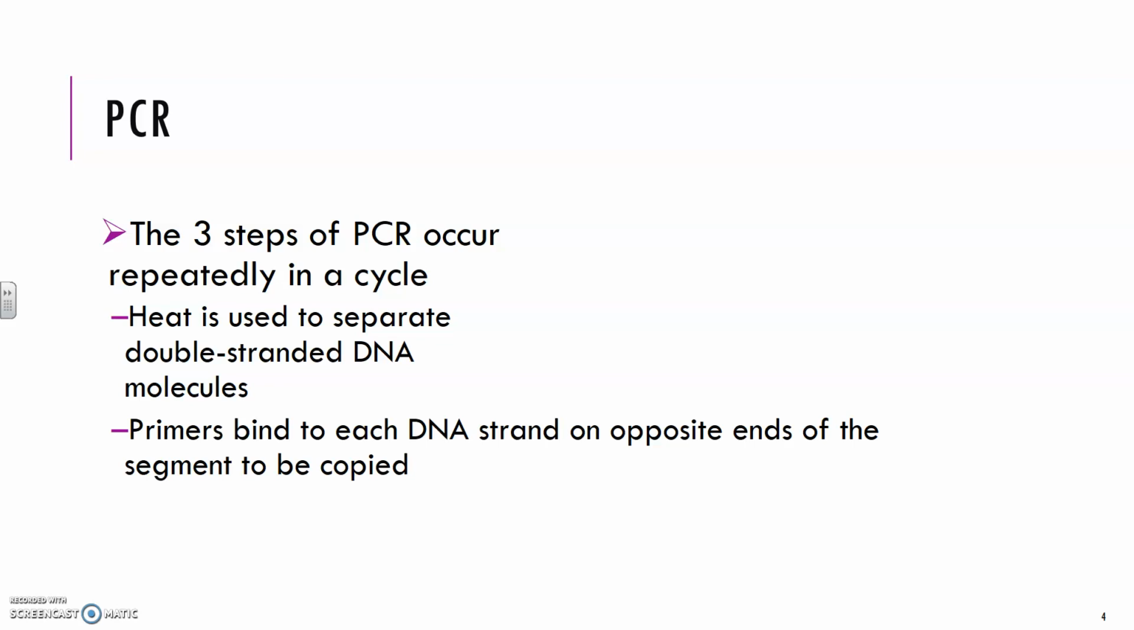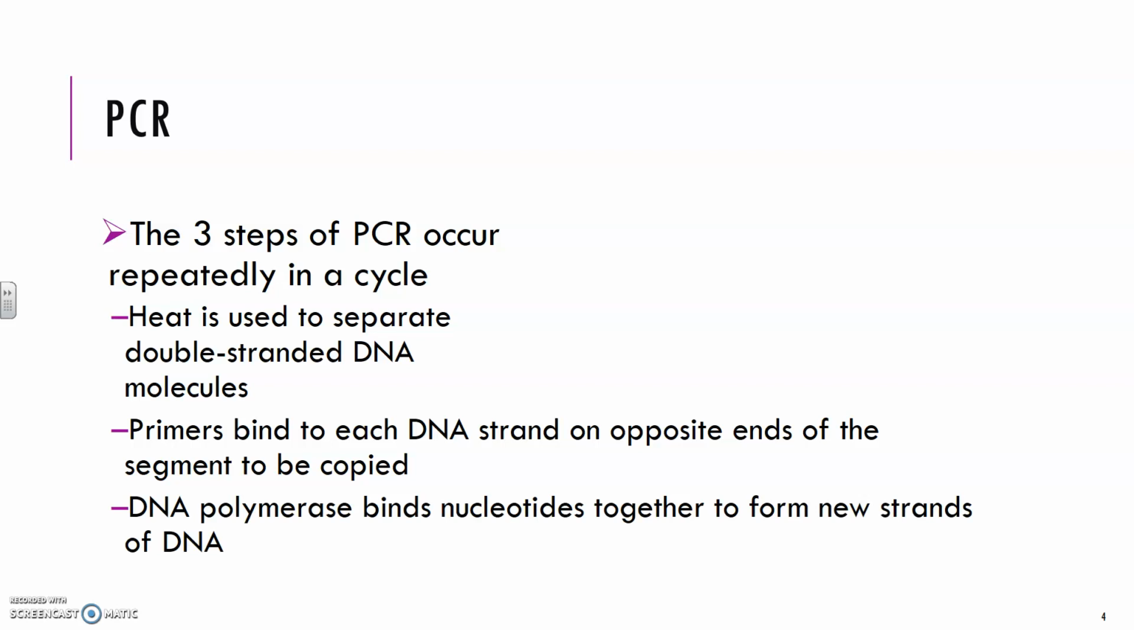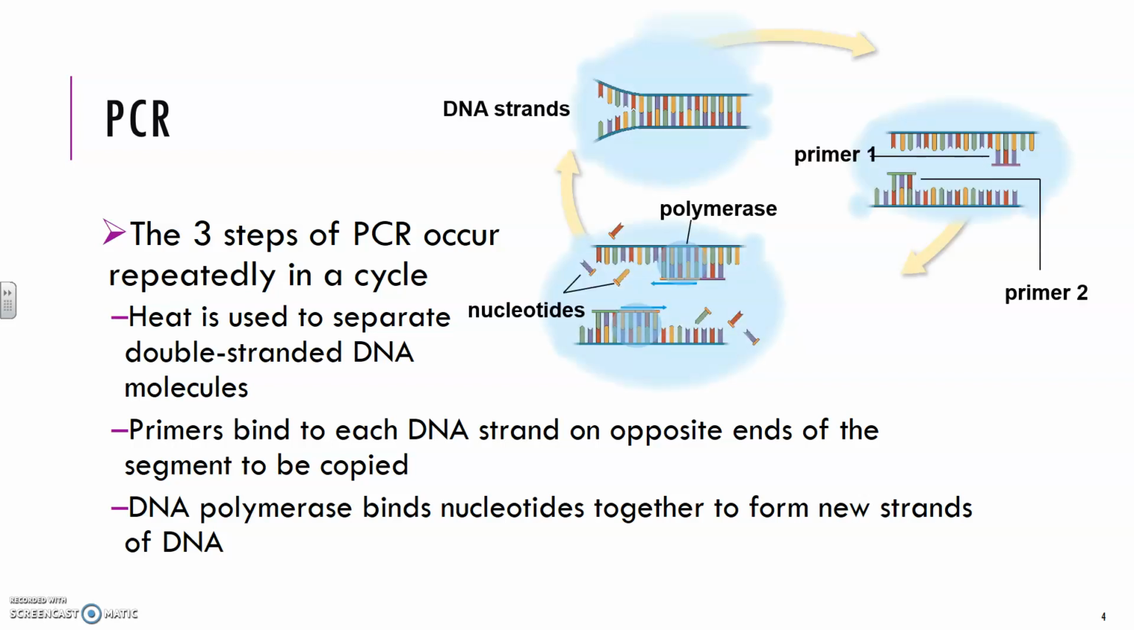Then you're going to have the primers bind to each DNA strand on the opposite ends of the segments, okay? And this happens whenever the solution is cooled again. So you heat it to separate the DNA strands, cool it so that the primers can bind, and then allow the polymerase to work. And the polymerase generally has an optimum temperature, the temperature at which it works the best. Okay, so this is the process that we were just looking at on the previous slide.